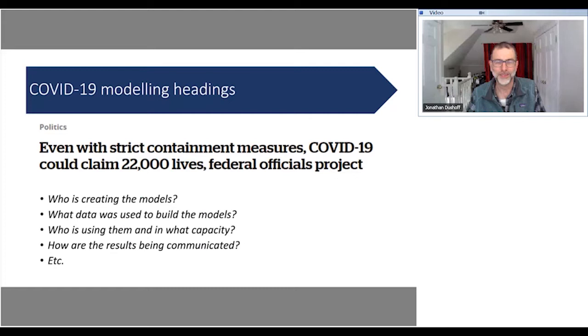And so for COVID, we still see headlines that are showing these projection numbers, but without really any context, without really any nuance on it. So I think it's just important when you're looking at mathematical modeling to really understand who is creating the models, what data was used to build the models, who is using them, and in what capacity, and how these results are really being communicated. And that's it for me. Thanks.